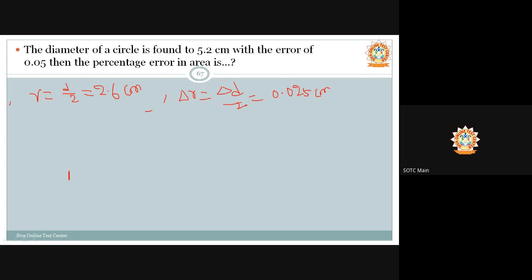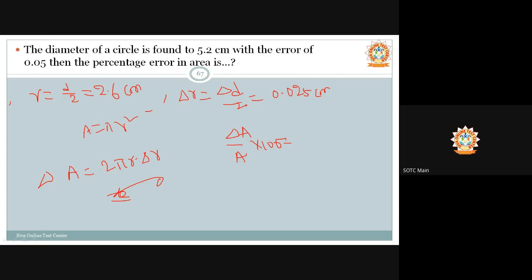So now you require del A. We know A is equal to pi r square, right? So definitely del A will become 2 into pi into r into del r. So substitute the value of r and del r and tell me what you are getting. No, what they asked is the percentage error, right? Yes. So percentage error is nothing but del A by A into 100, right?